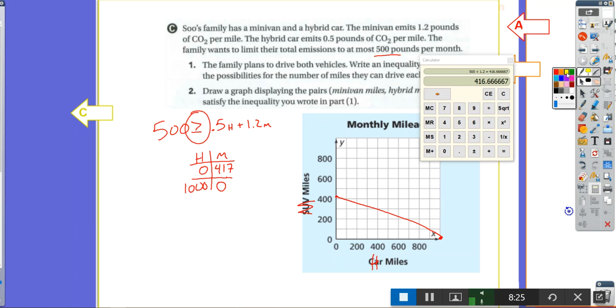And clearly, if I don't drive the car at all, or the minivan at all, I'll have less than 500 pounds of CO2, so I'd be shading down to the bottom. And that's how we do it. That is the investigation in a nutshell.